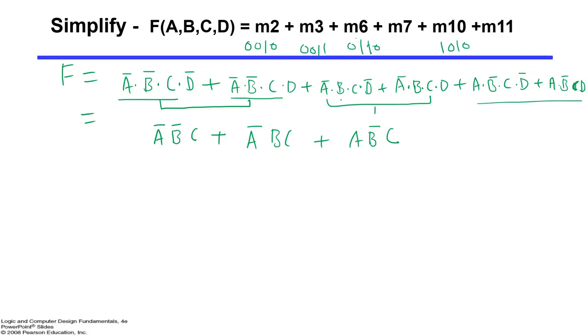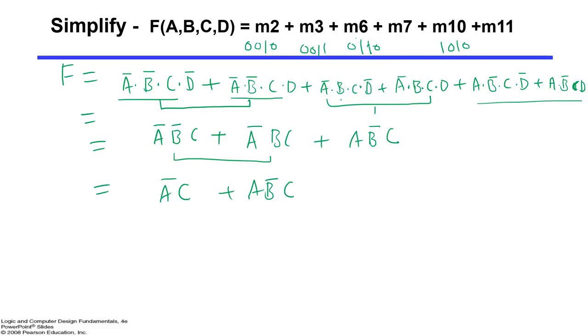Now we come up with three different terms. Is there any optimization further? Can we apply some law here? So A bar C, right? So we can apply further here. We'll get A bar C from here, B plus B bar will be gone, plus A B bar C.